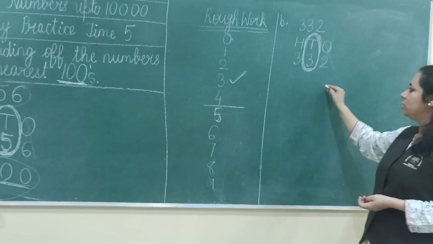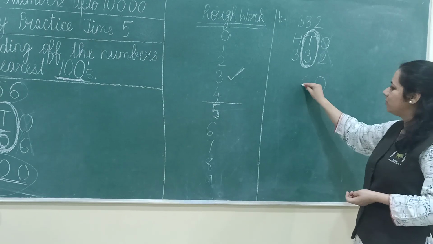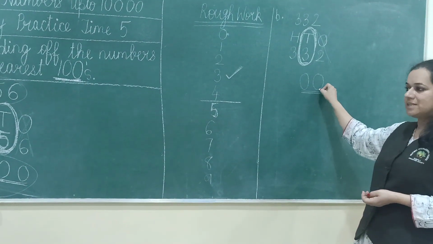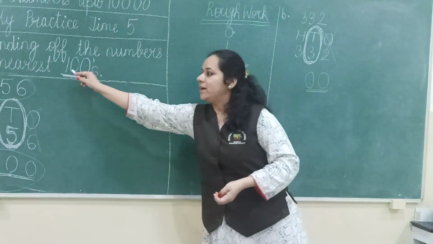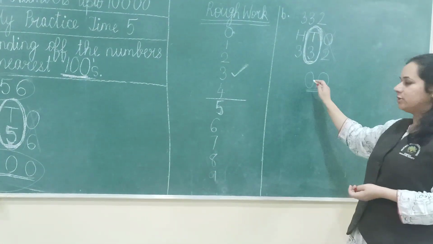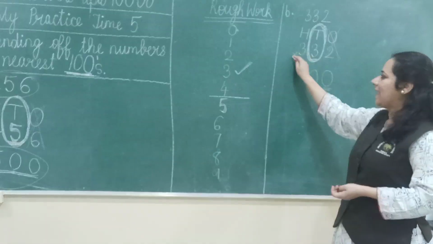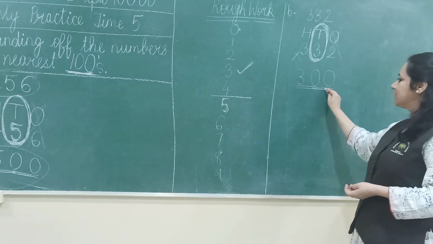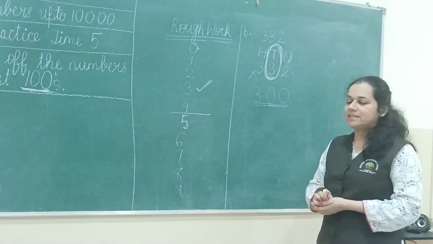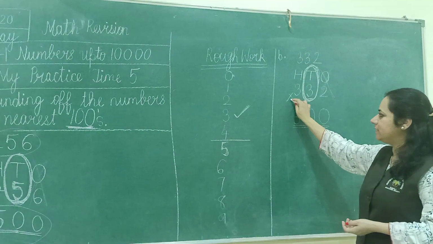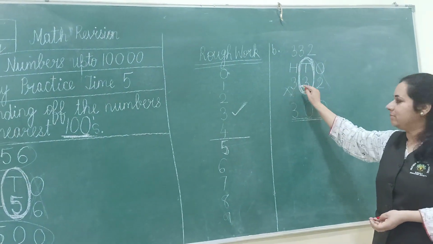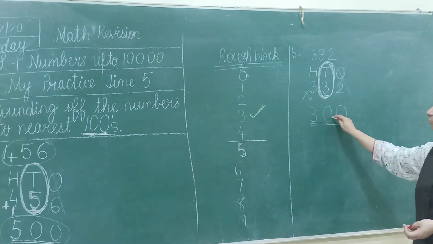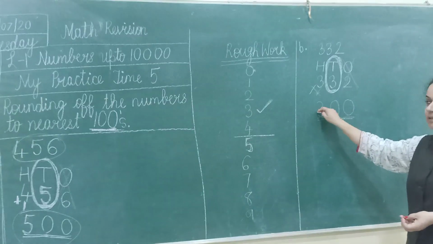So what will we do? We will write 2 0. Why are we writing 2 zeros? Because in hundreds we have 2 zeros. We will not add anything here. This 3 will come as it is. We will not add any number here. Why? Because number 3 is less than 5.